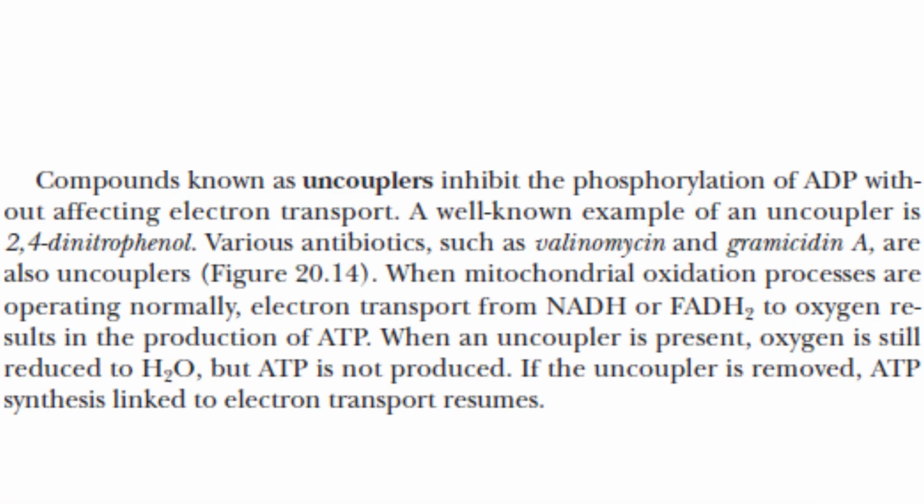Some compounds called uncouplers inhibit the phosphorylation of ADP, that means formation of ATP. At the same time, electron transport is not affected. A good example is 2,4-dinitrophenol, and then antibiotics such as valinomycin, gramicidin A, etc. are also uncouplers. And how are they acting? It is shown in this note very carefully. Just go through it.